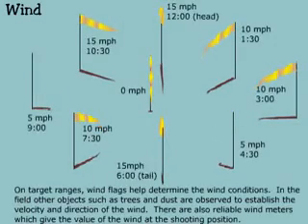On target ranges, wind flags help determine the wind conditions. In the field, other objects such as trees and dust are observed to establish the velocity and direction of the wind. There are also reliable wind meters which give the value of the wind at the shooting position.